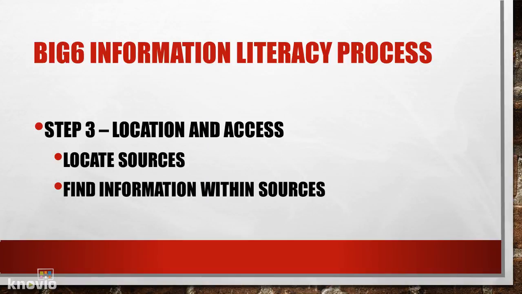Step 3 is location and access. You need to locate the sources, both intellectually and physically. Remember, start with that Google Doc and the library website. Then you need to find information within those sources. Skim the title, look at pictures and captions, read the headings of information that you find to tell if it's something that you could use.